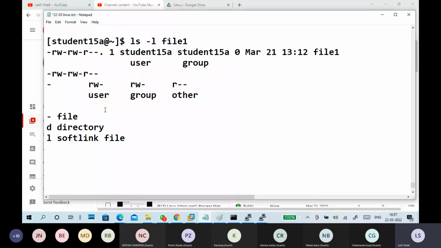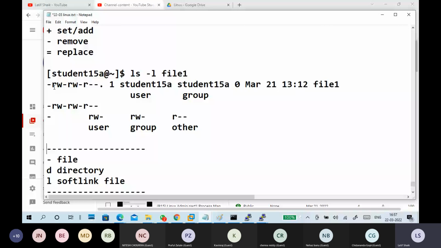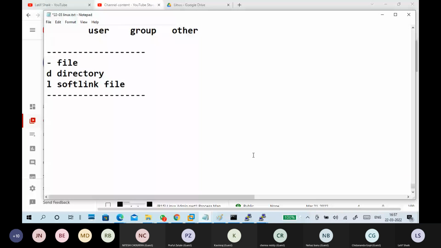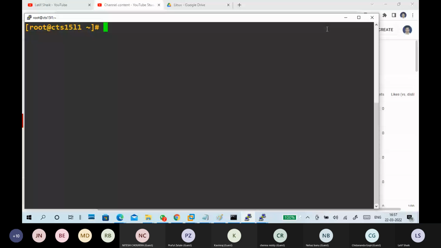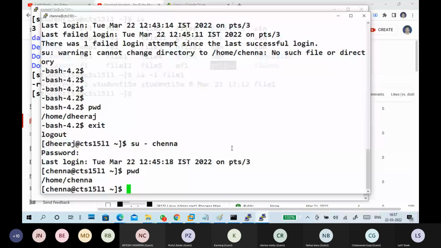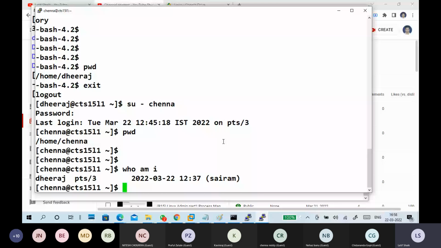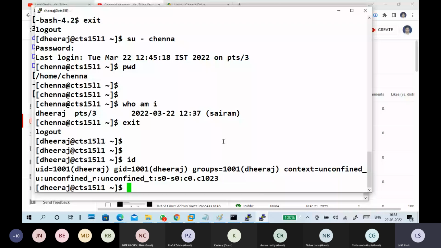Okay, so this is to be written separately. Identify whether your file is a normal file or a directory like this. So this is the student. Oh, sorry, it is not a student, it is root. A student is logged in here. Who am I? Dheeraj is logged in. So we'll go back to Dheeraj. ID: Dheeraj belongs to the Dheeraj group only.